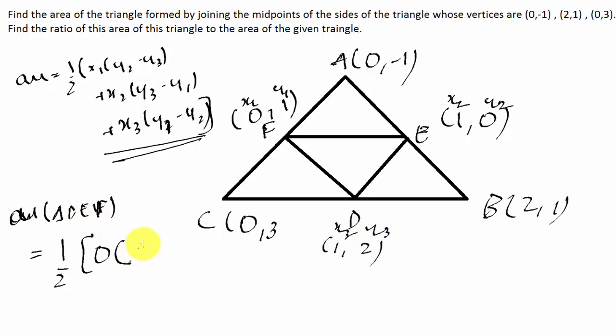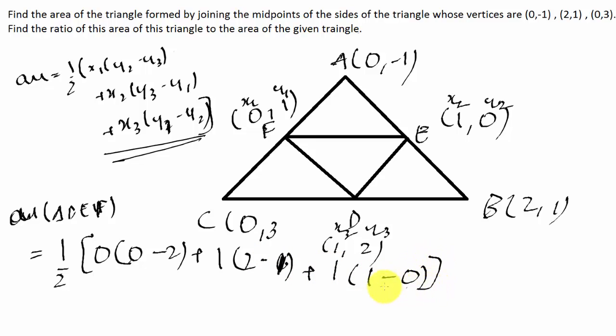Okay, so y2 minus y3, that is 0 minus 2, plus 1 into (2 minus 1) plus 1 into (1 minus 0). Okay, now this should give you 2 by 2, which is equal to 1 square unit.